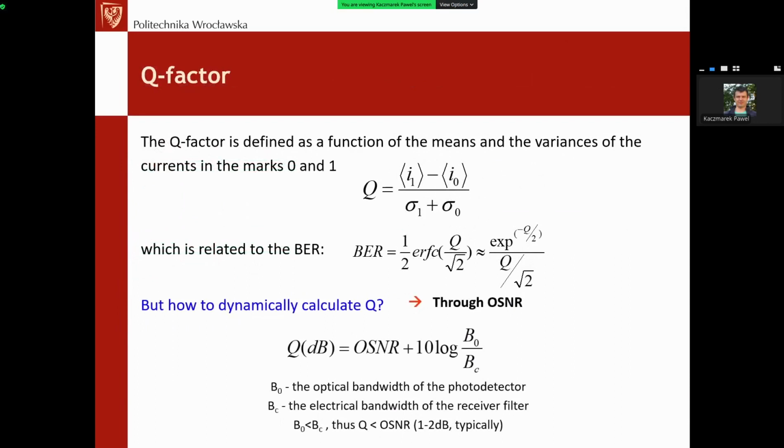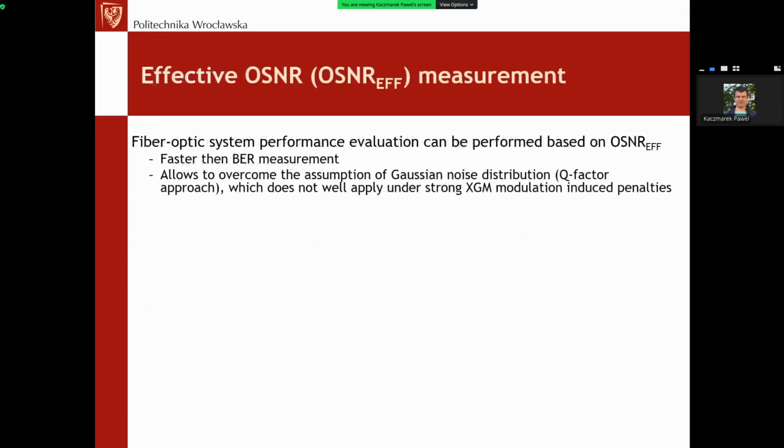The next estimator of the network quality can be the Q factor. Q factor is calculated with the OSNR, optical signal to noise ratio, and this is the way you can estimate maximum bit rate and maximum bit error rate having this OSNR. Using this Q factor, it is quite easy to calculate it.